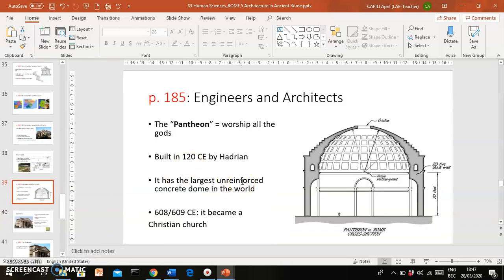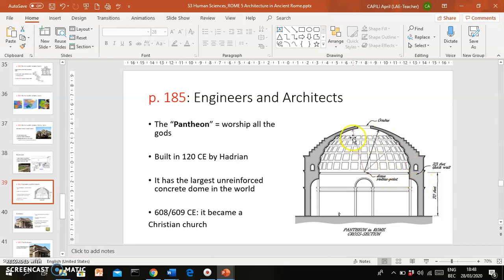As we already said, the Romans were great. They were good at being engineers and architects. They weren't really philosophers or poets like the Greeks, although they also had those. They're better known as engineers and architects. An example of a good, memorable Roman product of architecture is the Pantheon. Pantheon means all the gods, so you went in there to worship all the gods. It was built in 120 CE or AD by Emperor Hadrian. It has the largest unreinforced concrete dome in the world.